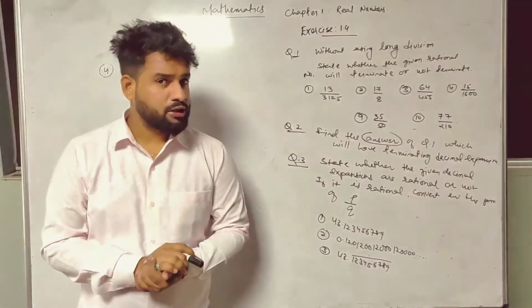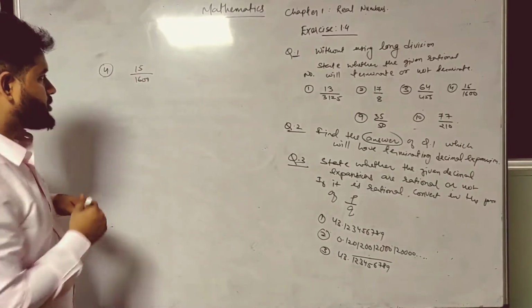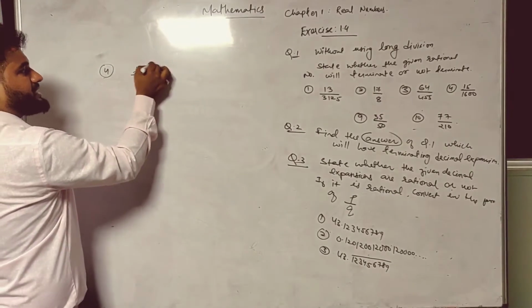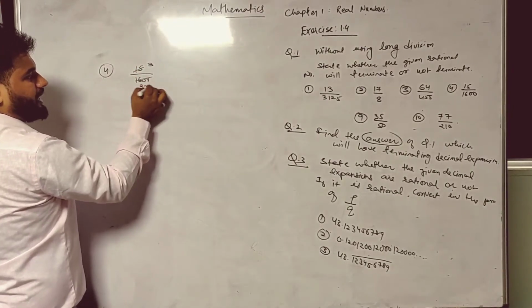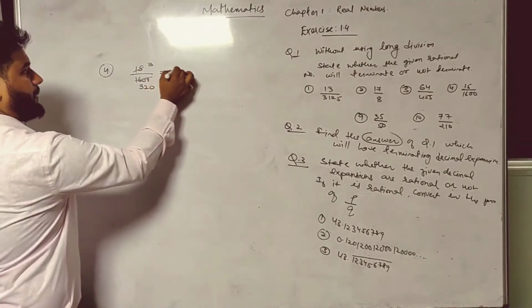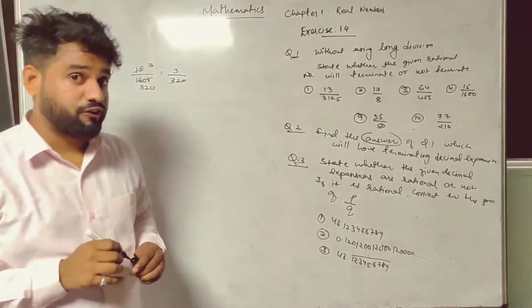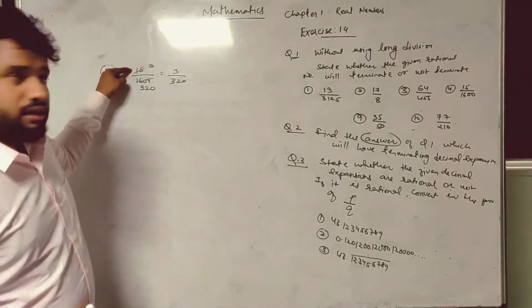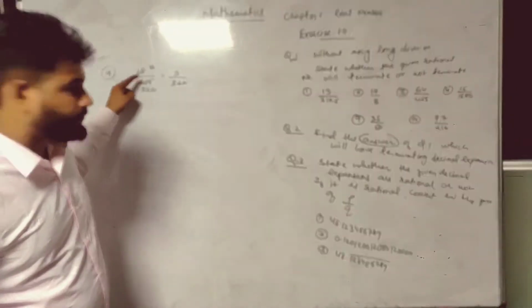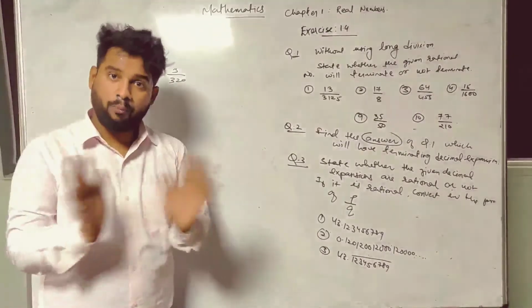Okay students, so 15 upon 1600. Now they will have a common factor because 5 is there, 0 is there, so it can be cancelled with 5. So 5 3s are 15, 5 3s are 15, 5 2s are 10. 3 upon 320. That is your proper rational number. See, the first job is to check whether they have a common factor or not. If a common factor is there, you have to cancel it out and convert to co-prime numbers.